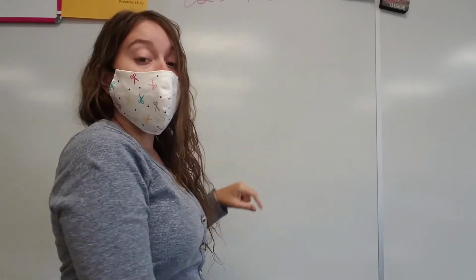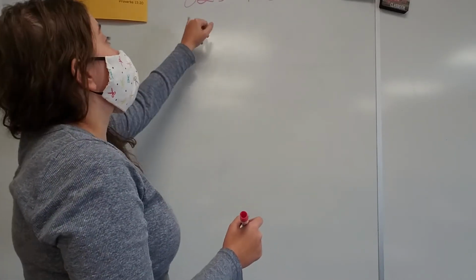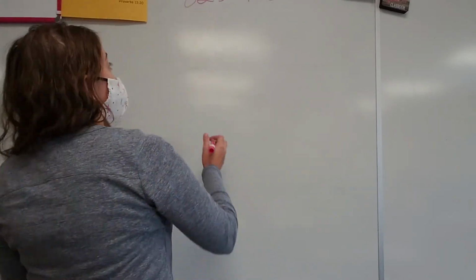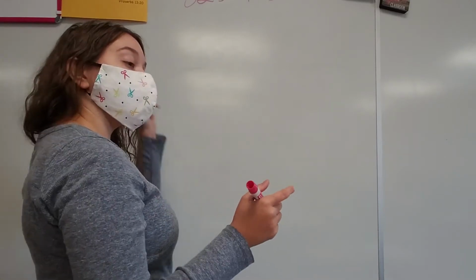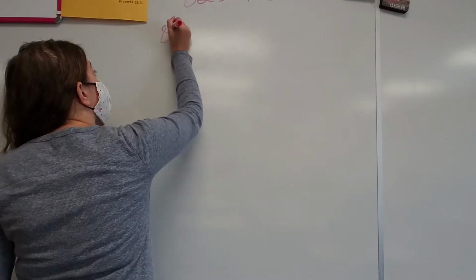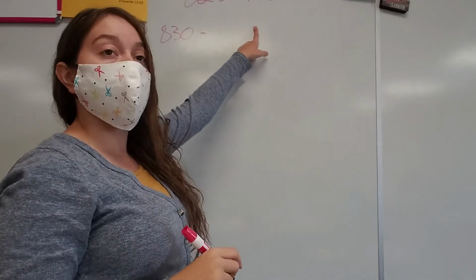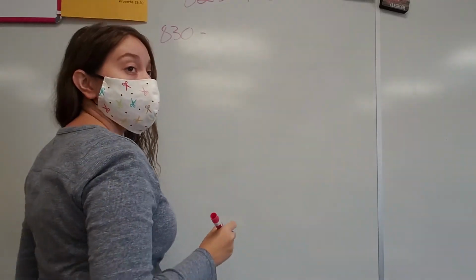So, we are going to estimate first, okay? That means we're going to round. What are we going to round 825 to if I'm looking at my tens place? Bella? 830. What am I going to round 478 to if I'm looking at my tens place? Keegan?